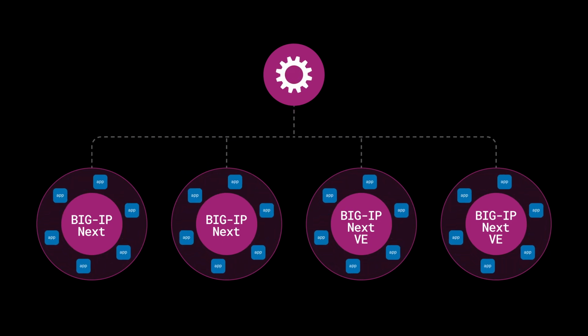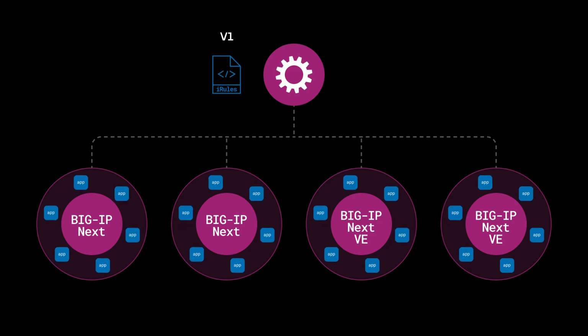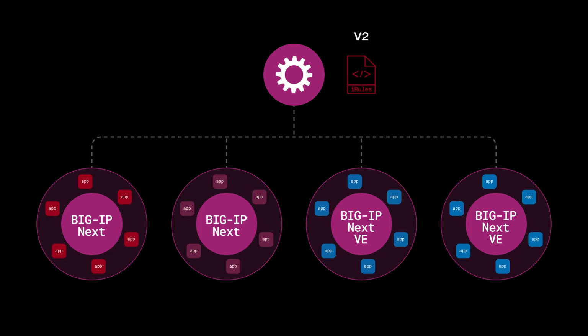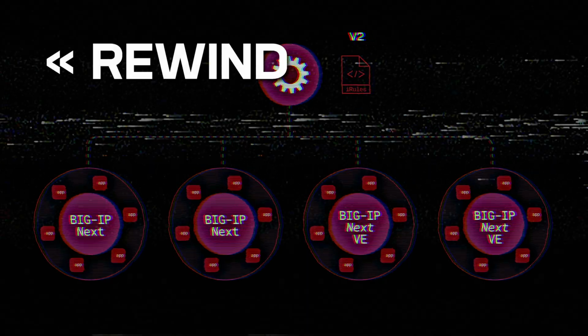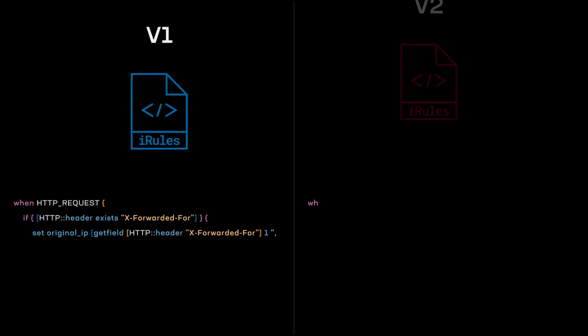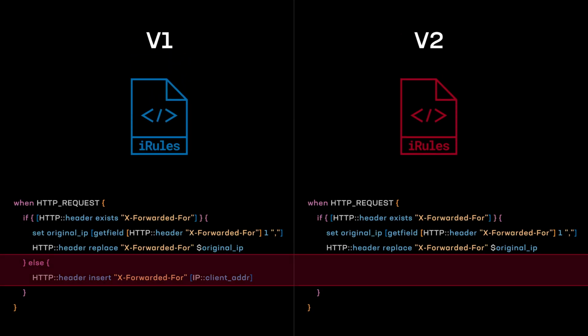BigIP Next also introduces version controls for configuration elements like iRules. If an unknown issue or outage occurs after making an iRule change, you can quickly and easily roll back to a previously known healthy state and compare both versions side by side to determine the cause of the issue.